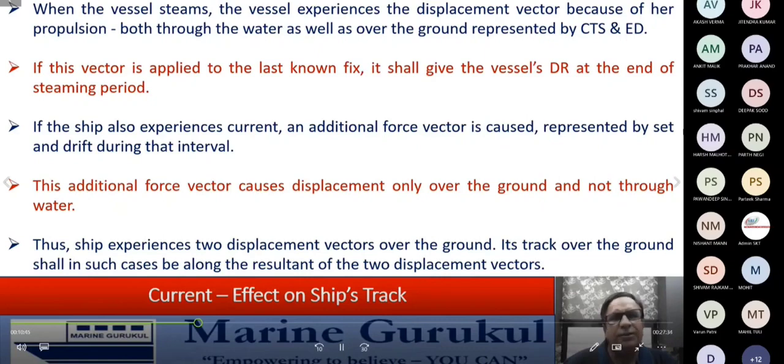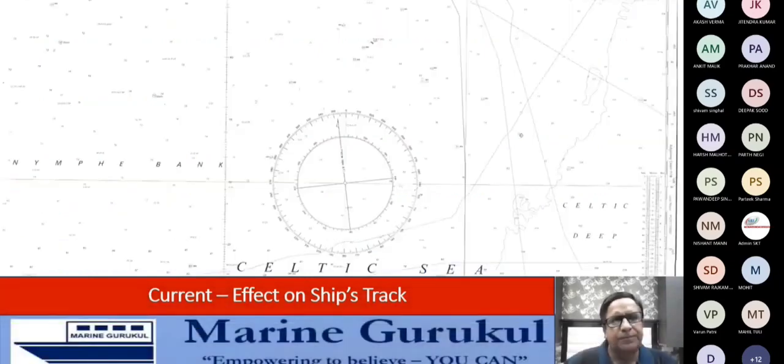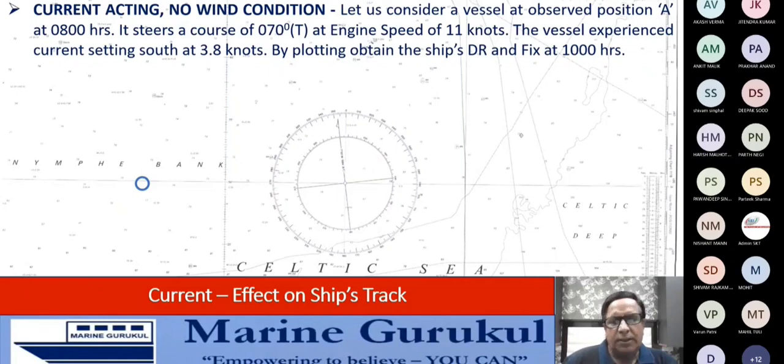Let's try to see what we have just discussed through a simple example. We have a vessel at position A at 0800 hours. You can see on your charts. It steers a course of 070 degrees true at an engine speed of 11 knots. The vessel experienced current setting south at 3.8 knots. Now, by plotting, we need to obtain DR and fix. We have already seen in one of the earlier examples, wherein there was no current or wind, the DR and fix at 1000 hours happen to be the same. Let's see what happens in this particular case.